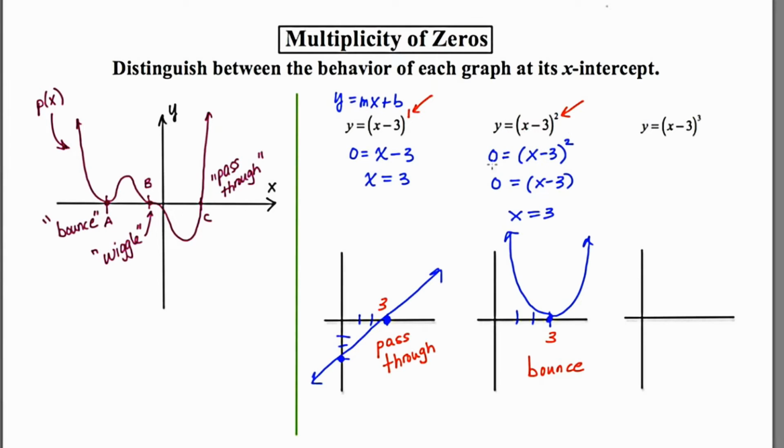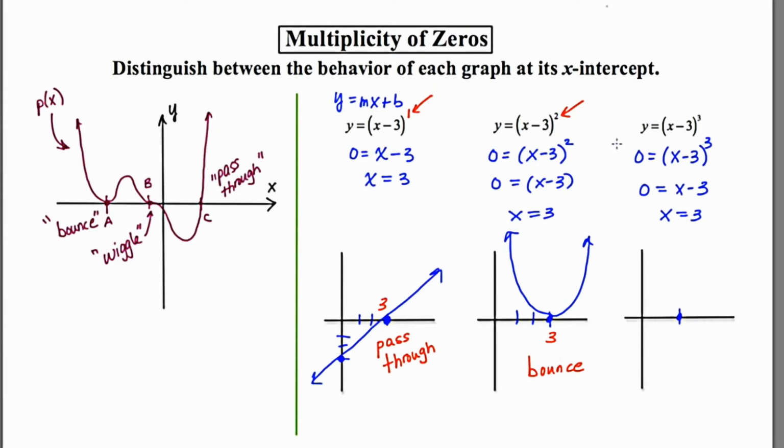So in summary so far, if an x-intercept came from a factor which happened one time, we had a pass-through. If an x-intercept came from a factor that happened 2 times, it was a bounce. Now we're going to look at a case where the factor happens 3 times. And I bet you can already guess what's going to happen. So I'm going to go ahead and let y equal 0 and solve for x. Cube rooting both sides, I get 0. And ultimately x equals 3.